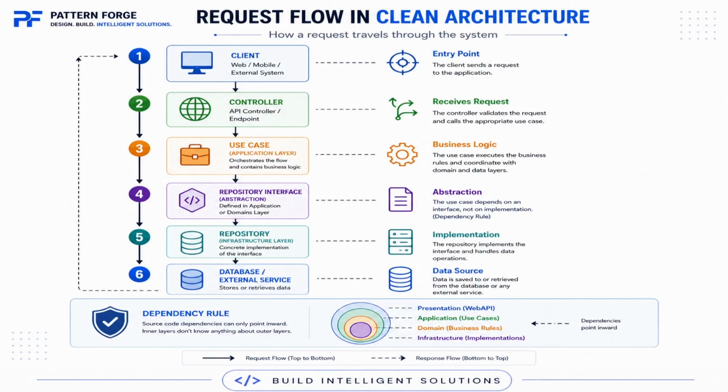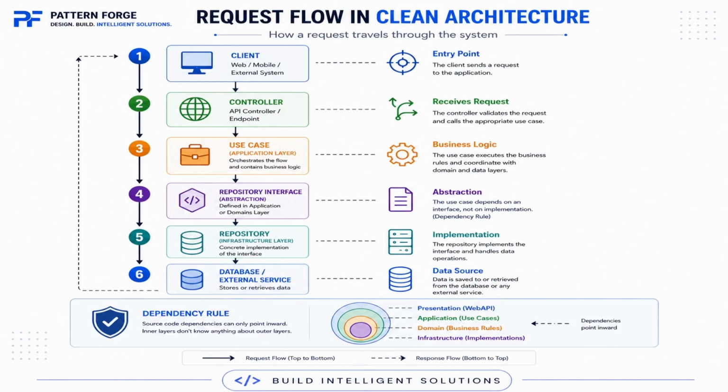Finally, the infrastructure layer interacts with the database. The required data is retrieved or saved, and the response begins its journey back. The response travels back through the same path: database, infrastructure, application, controller, and finally back to the client. Each layer performs one clear responsibility and then passes the result to the next layer.